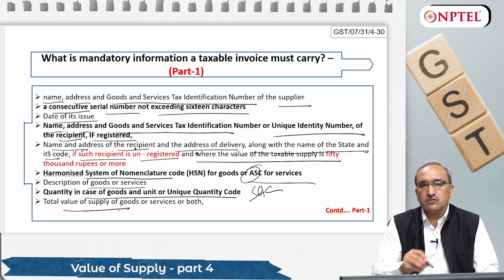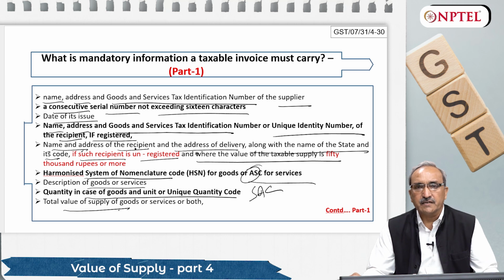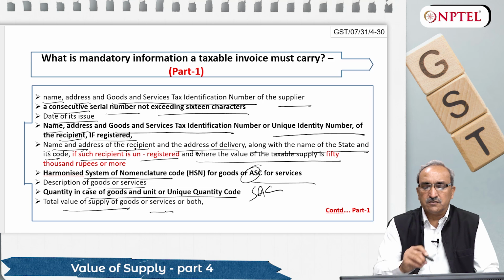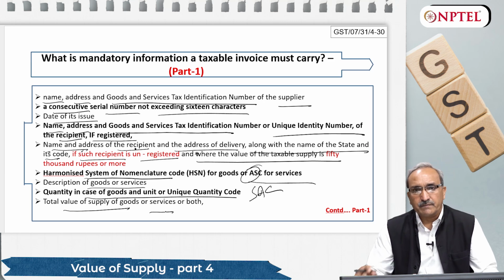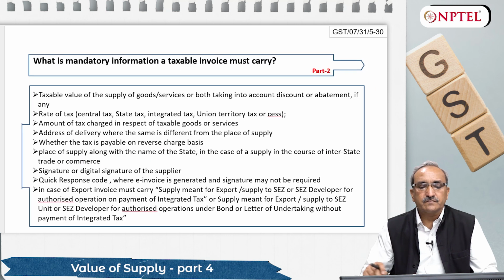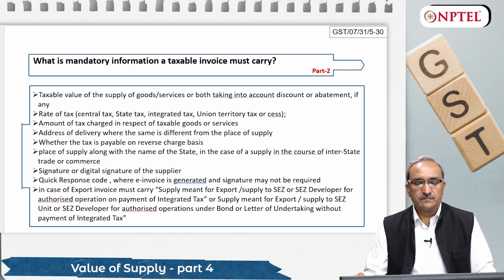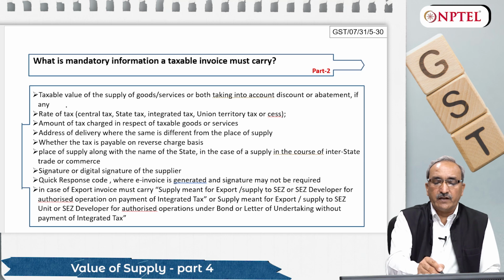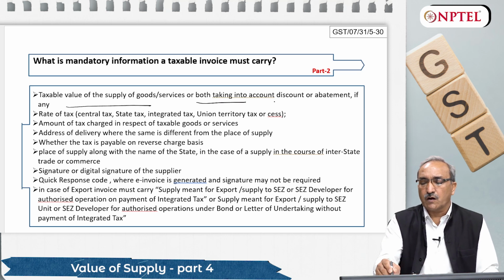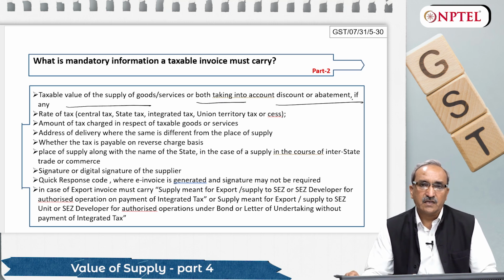Then total value of the goods, as I discussed earlier, transaction value or the value of the product or services you are selling, that must be mentioned in your invoice. Then taxable value of supply of goods or services or both, taking into account discount, abatement if any. If you are offering some discount, that must be mentioned in the invoice itself.